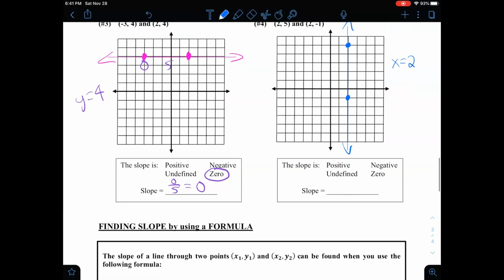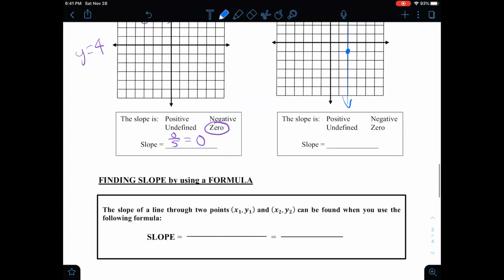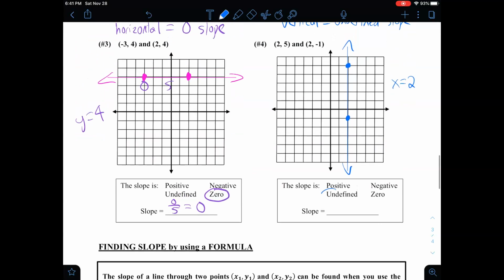Okay, so this is going to be an undefined slope. But let's go ahead and do rise over run too, just to help with this. Starting with, there's not really a left or right point. There's the top or bottom point. We're going to start with the bottom point here.